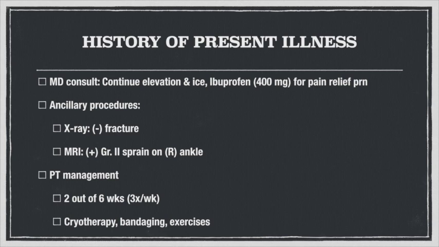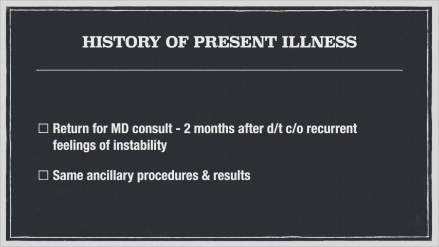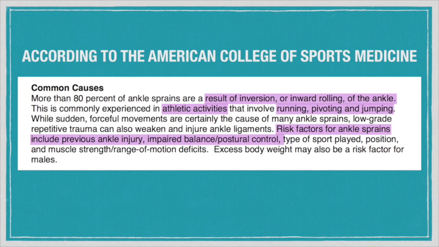Ancillary procedures done were X-ray, which revealed absence of fracture, and an MRI, which revealed a grade 2 ankle sprain on the right ankle. As mentioned, grade 2 ankle sprain consists of partial tearing of the ligament with laxity of the joint. Patient was advised to undergo PT management but only completed 2 out of the 6 weeks with 3 sessions per week. Patient ceased with PT treatment due to lack of time and loss of pain on the right ankle. Management done includes cold packs, bandaging, and exercises which the patient cannot fully recall.